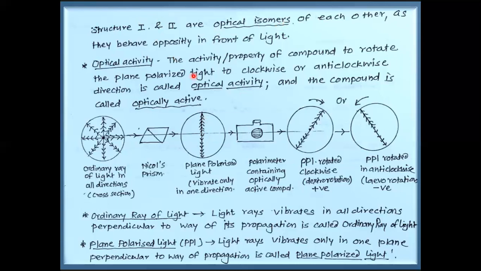Got it? So here are all these definitions. Ordinary ray of light: light rays vibrate in all directions perpendicular to the way of their propagation. Plane polarized light: light rays vibrate only in one plane perpendicular to the way of propagation, called plane polarized light.